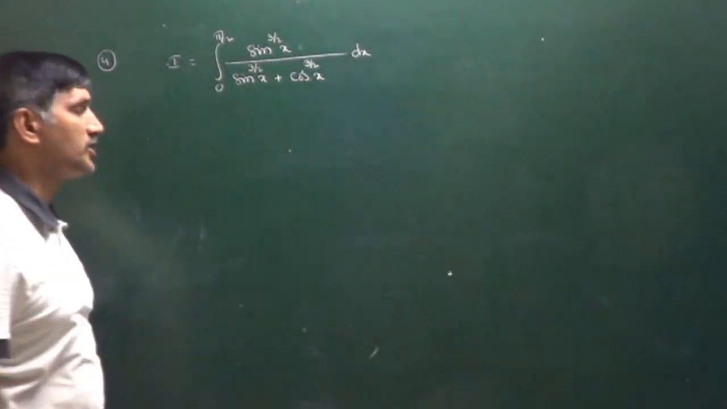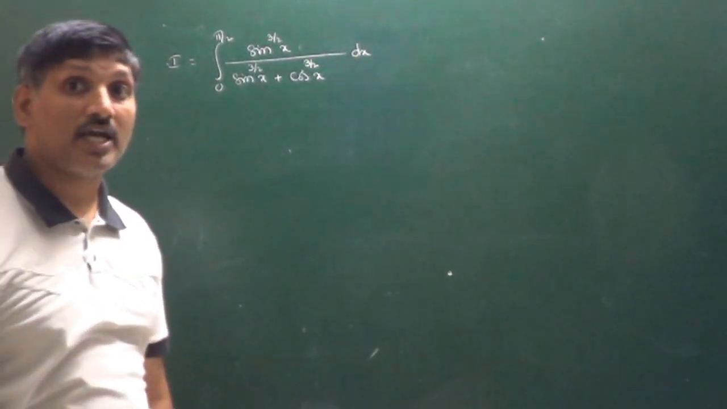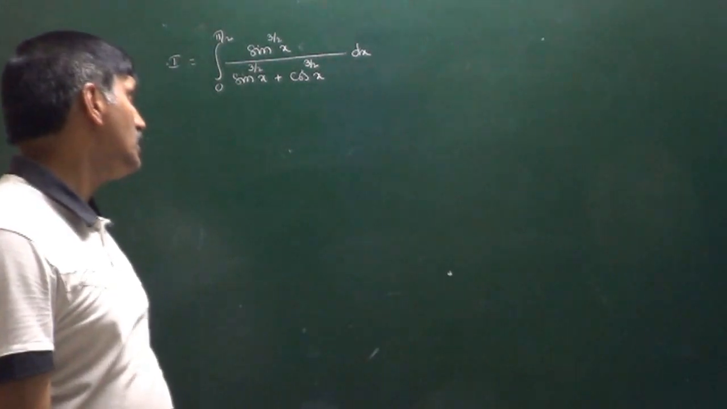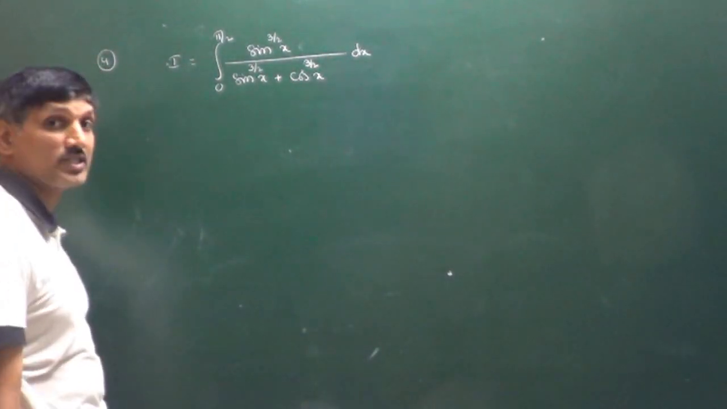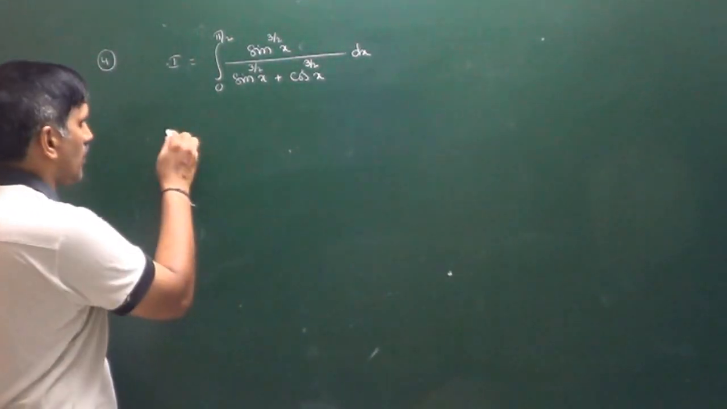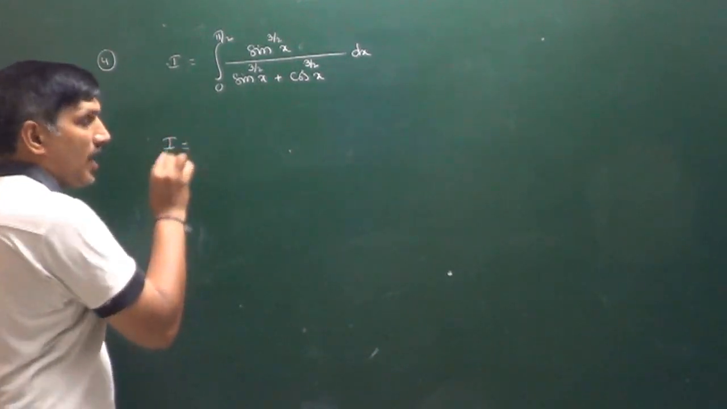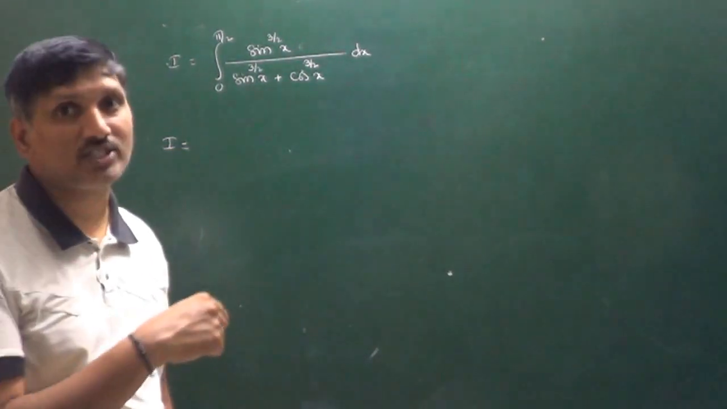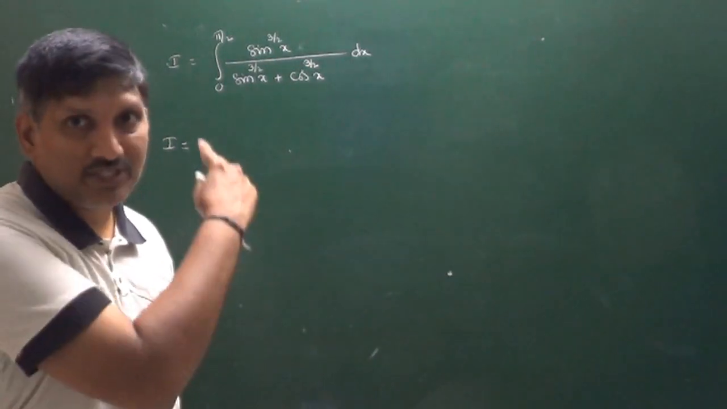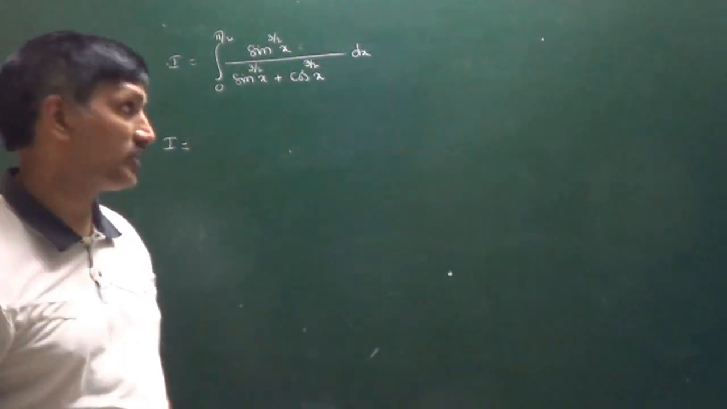So that is the question: integral 0 to pi by 2 of (sin x)^(3/2) divided by ((sin x)^(3/2) + (cos x)^(3/2)). Now apply the property, the same I. In an objective exam, how to do this question is different; this is the procedure I am discussing for a subjective exam.